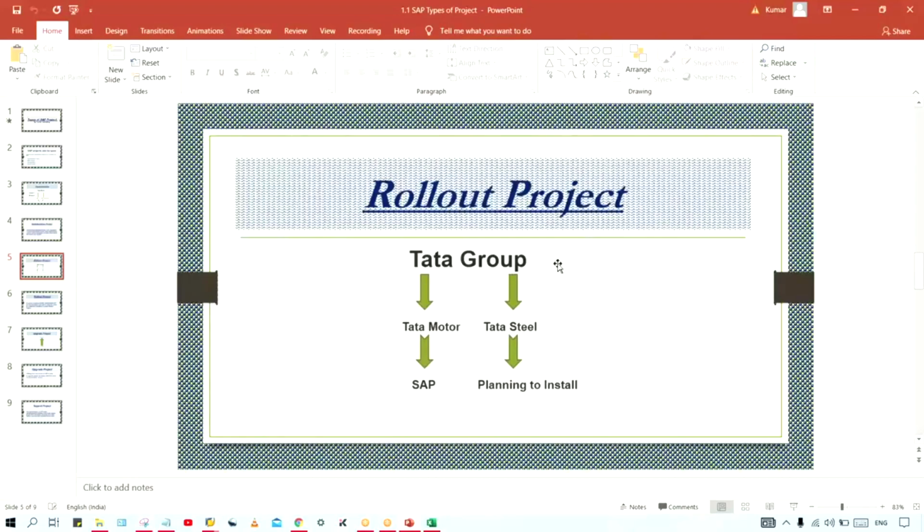So if you talk about Tata Motor, that is a subsidiary of Tata Group. In the sense that one group organization, one group company, is there which has various subsidiaries. Like Tata Motor is there, Tata Steel is there, Tata Chemical is there, Tata Cement is there, right? So these all are separate subsidiaries, right?